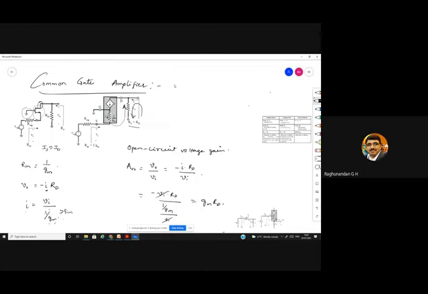So since we are having minus, and minus to the minus we will be getting the plus. Since already we are having the minus here with respect to the V naught, it will be Gm into Rd, and we are taking the output across R naught. So R naught, the output resistance, will be approximately equal to Rd, or exactly equal to Rd.